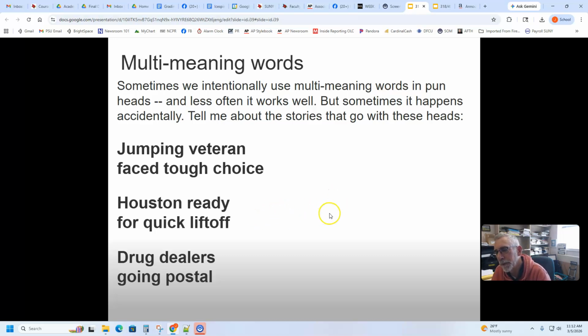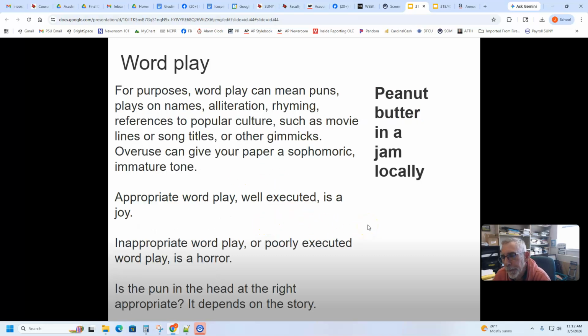Multi-meaning words are often used in wordplay. These are probably attempts at wordplay. I don't know about the first one, though. So, wordplay. Peanut butter and a jam locally. I like it. Except the problem was the story was about a salmonella outbreak where people were getting sick because the peanut butter was contaminated. So it really doesn't work for the tone of the story. That one appeared in the Press Republican.